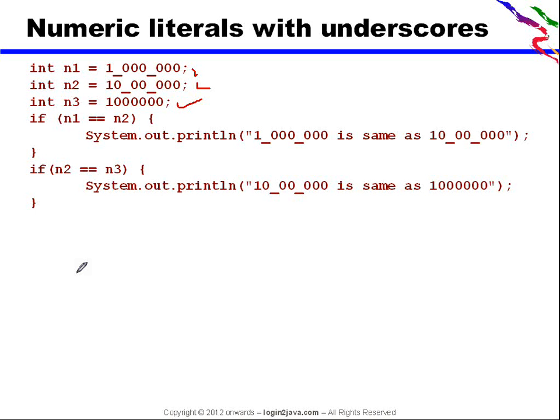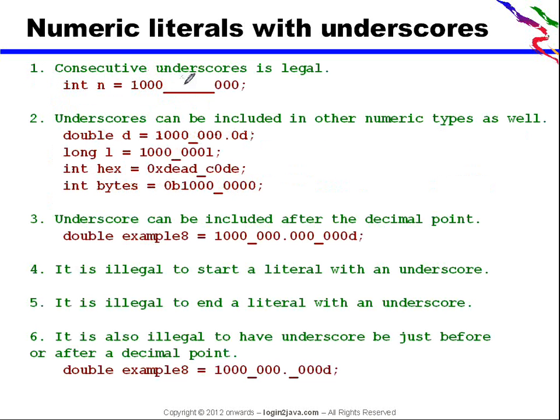Now consecutive underscores are legal. You can even place more than one underscore. Underscores can be included in other numeric types also, like double, long, even hex or byte. Underscore can be included after the decimal point also.